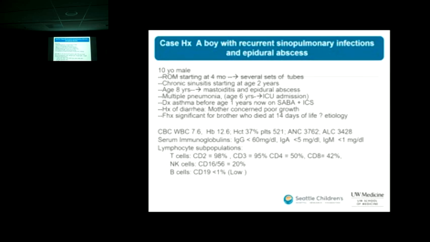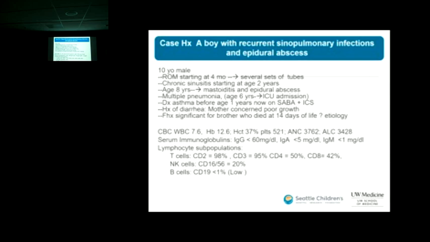He's had some intermittent diarrhea, but not consistently, and mom has always been concerned about the poor growth because, comparing him to her and her husband, the child seems to be much smaller than you would expect. And there's a family history of a boy who died at 14 days of life. There was a question about the etiology. There were some questions that it may be related to prematurity.